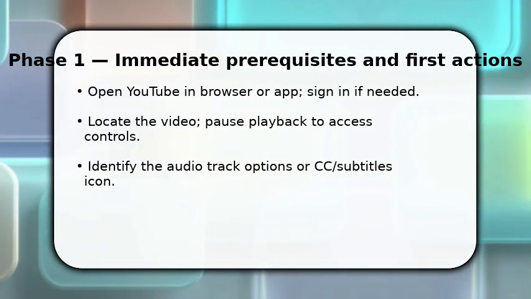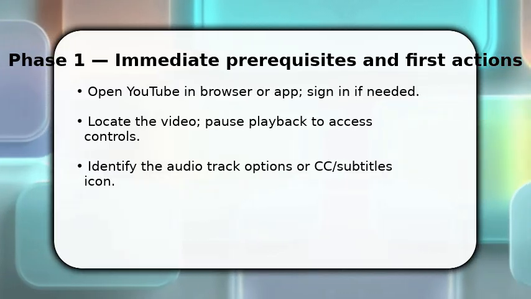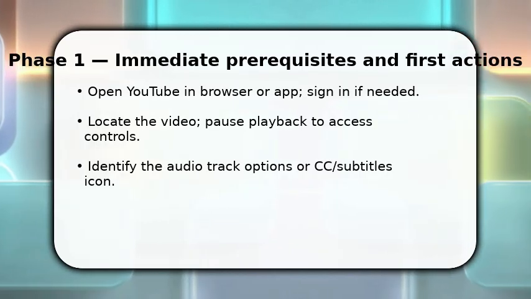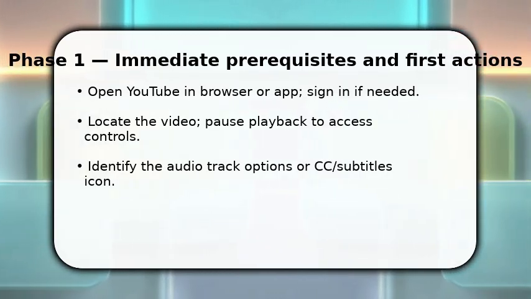If you're on mobile, tap the screen once to show controls. If on desktop, hover the player. These steps let you access the track and audio settings quickly.